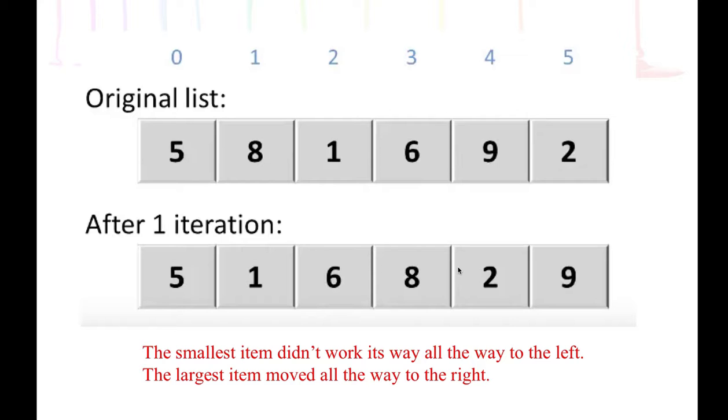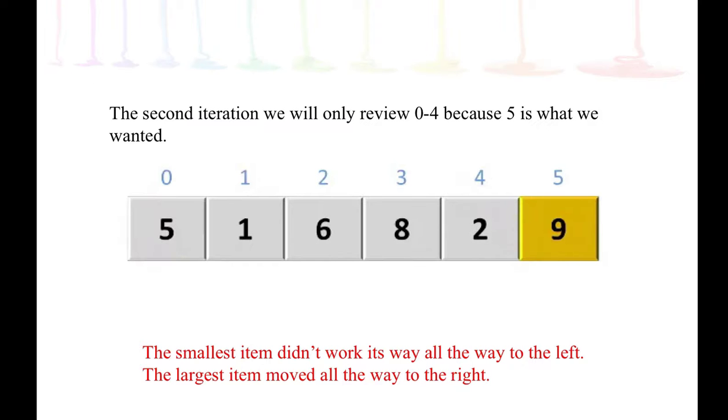See, the smallest item is all the way to the left. The largest item moved all the way to the right. For the second iteration, we will only review 0 through 4, because 5 is what we wanted. The smallest item is all the way to the left, as we mentioned. So that's kind of how that sort works, and how the highest number ended up over there.